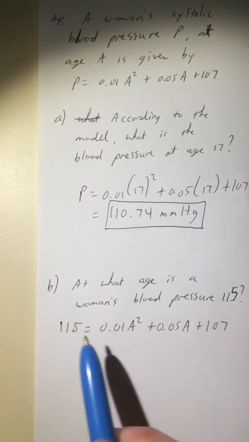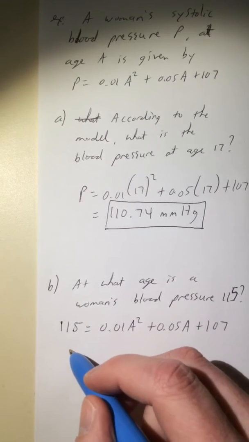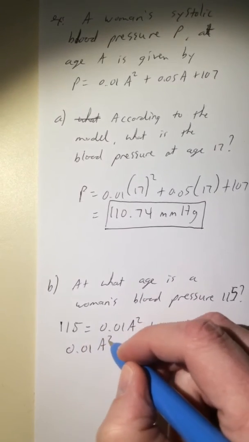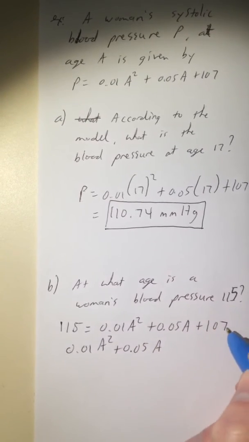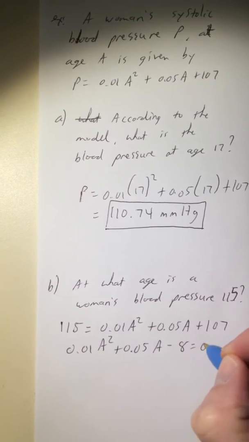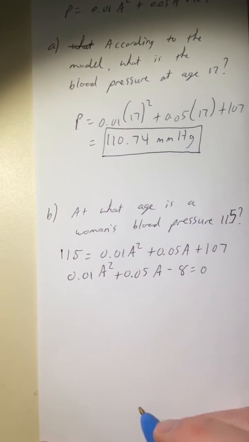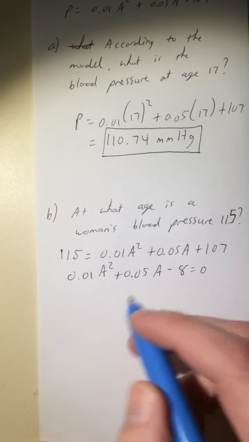So solving all quadratics, we need to zip this 115 over there. So we're going to have 0.01 A squared plus 0.05 A, 107 minus 115 is -8. Set that equal to 0. And so, of course, we're going to plug all this into the quadratic formula. And there's our A, there's our B, and there's our C.